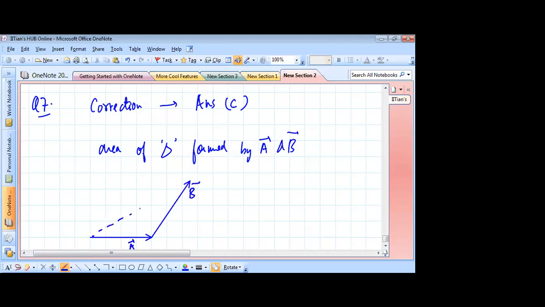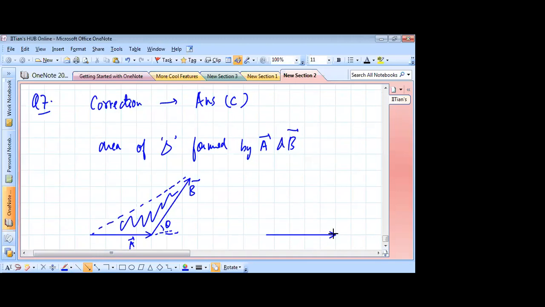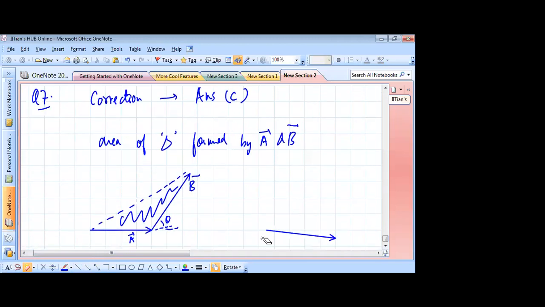You can draw the triangle like this also. So this is one way of expressing that, or you can draw the triangle this way also. You see both these triangles have the same area. If you draw them from a common origin also, they have the same area.